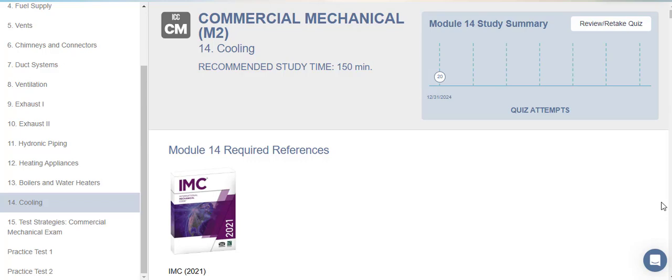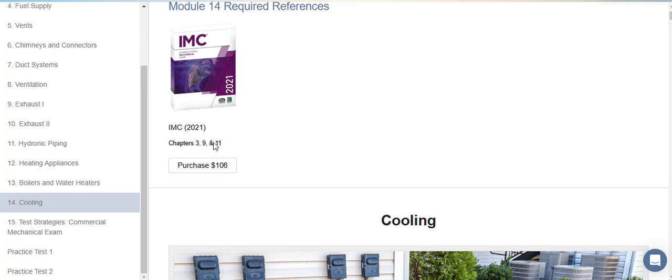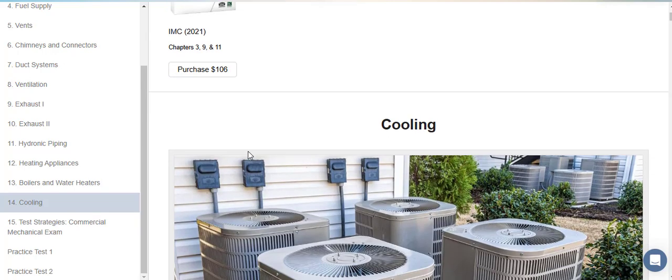We will continue the course for commercial mechanical inspector test. Now we are in the last module, module number 14, cooling. Recommended study time is 150 minutes. Module 14 required reference: International Mechanical Code, chapters 3, 9, and 11.